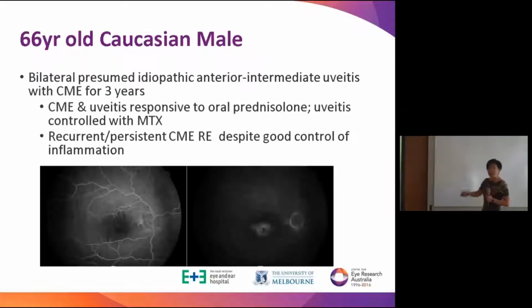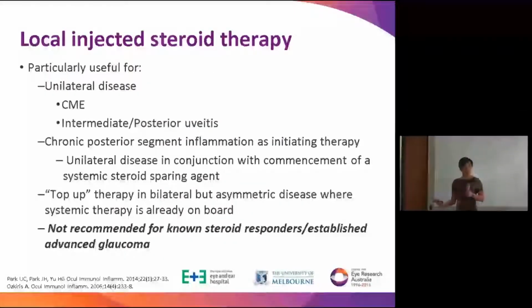All right, so just to illustrate this case, a 66-year-old Caucasian gentleman, long history of bilateral presumed idiopathic anterior intermediate uveitis with cystoid, which you can see here on the angiogram. Now, the cystoid and the uveitis is responsive to the oral prednisolone. And the uveitis, the degree of inflammation, is well controlled after starting methotrexate and weaning him off the oral prednisolone. So he's on methotrexate alone, but despite this, he's got recurrent cystoid macular edema in the right eye without much inflammation. So then you sit there going, okay, I'm going to need to do something further. What are my options? Okay, it's either go back on systemic steroids, or consider injected steroids, okay?